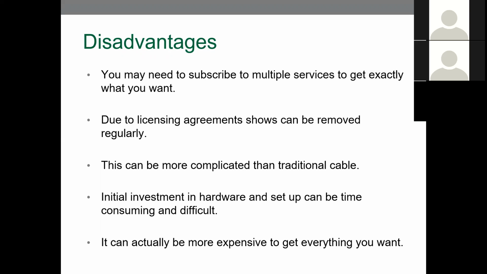Due to licensing agreements, and this is why things like Netflix and Hulu and Amazon Prime have started making their own stuff. Licensing agreements can make it so the shows are removed on a regular basis. The big one right now is The Office is being removed from Netflix. So because of that, a lot of these places are making their own shows, but the downside to that is you have to have Netflix to watch Netflix shows, although sometimes they sell them separately, but you would have to pay additional to get that.